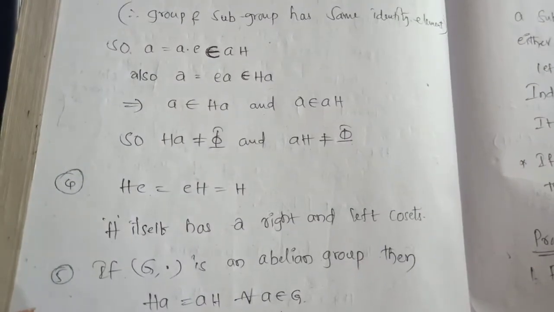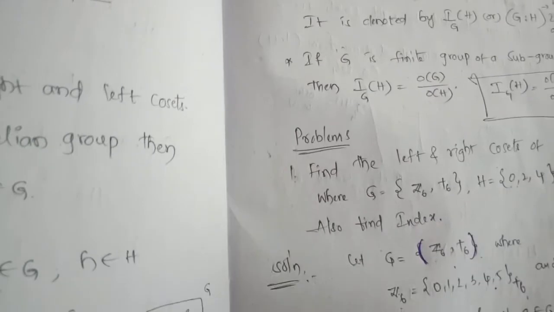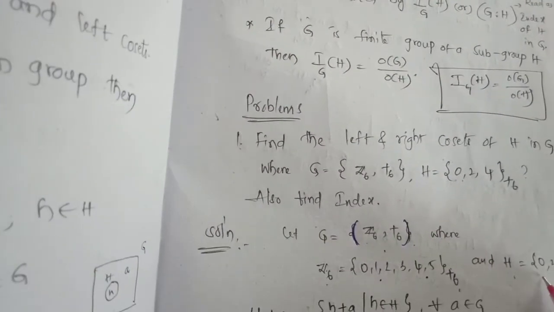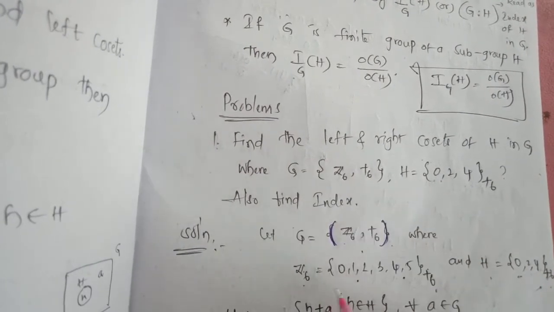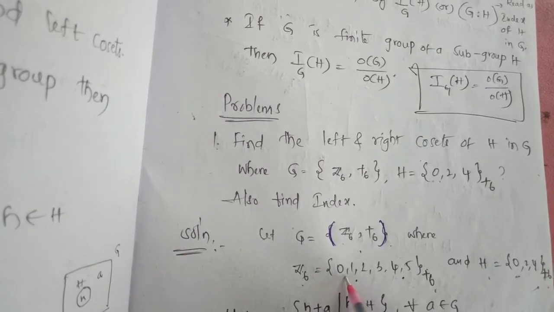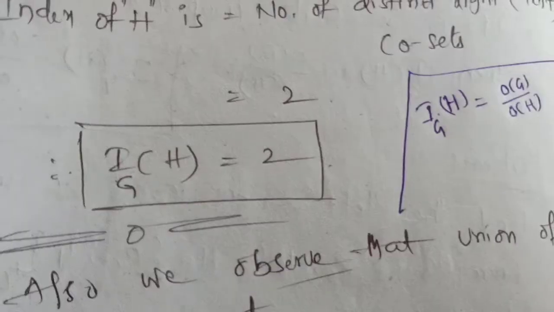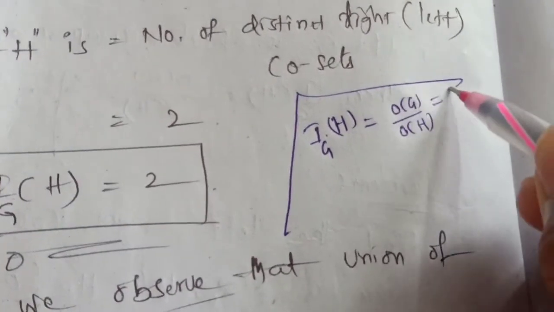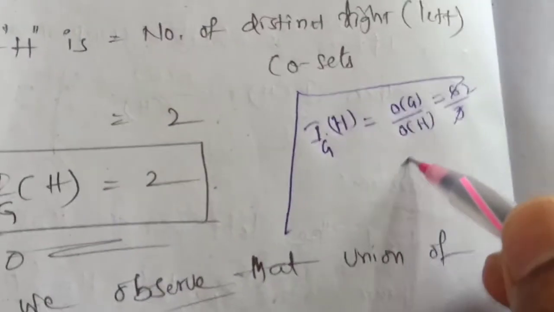In the group we have 6 elements. The subgroup H, consisting of 0, 2, 4, has 3 elements. The order of H is equal to 3. The order of G is equal to 6. So the index is 6 divided by the order of H, which is 3. 6 by 3 is equal to 2.